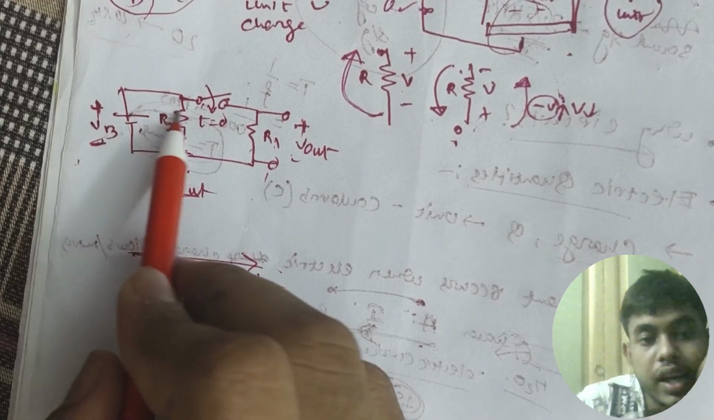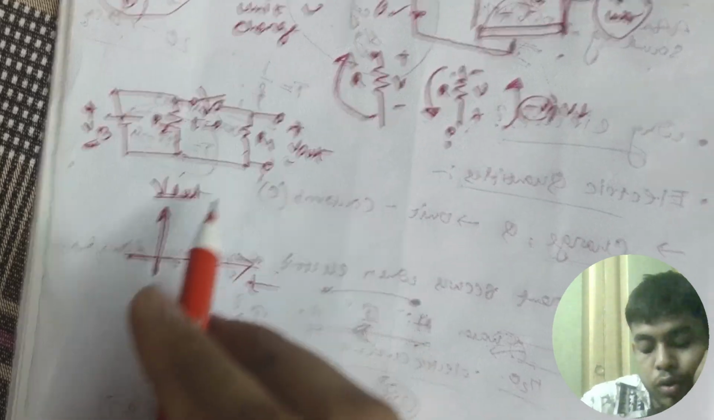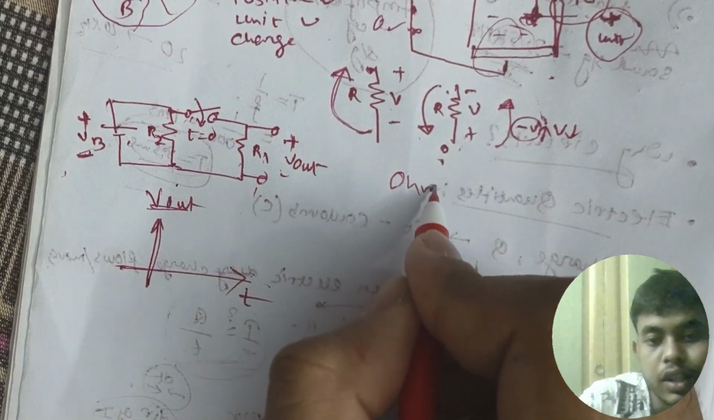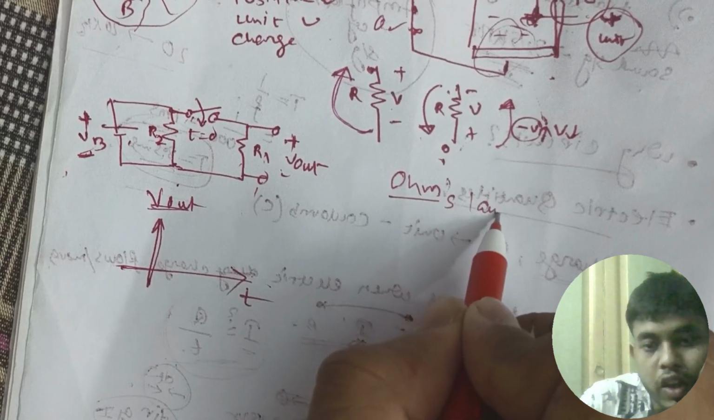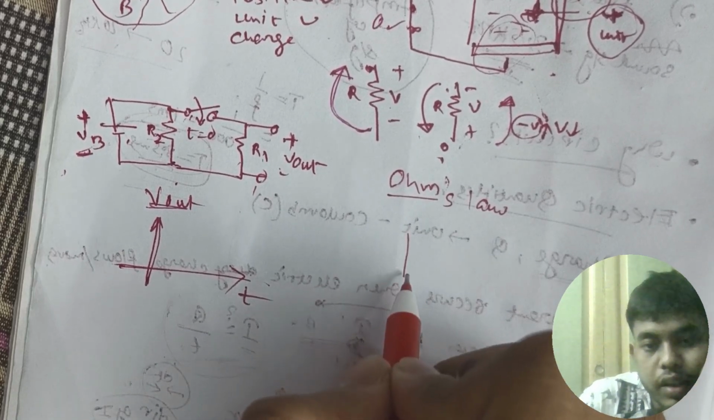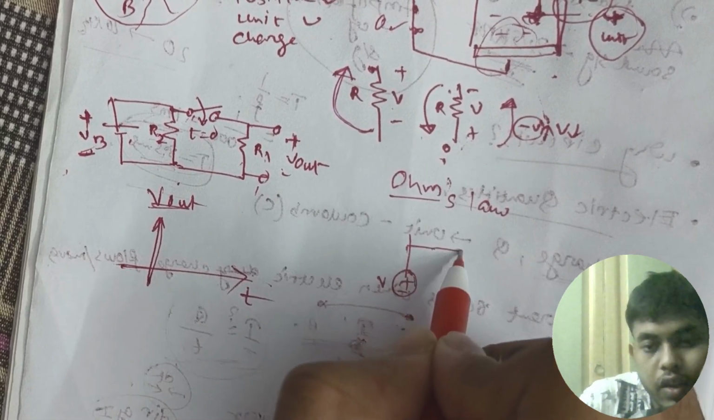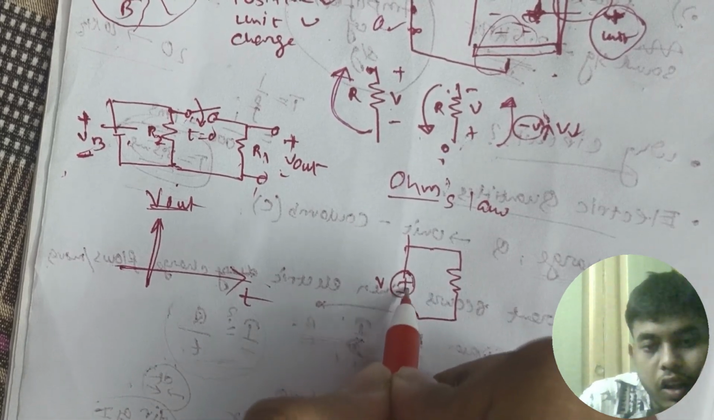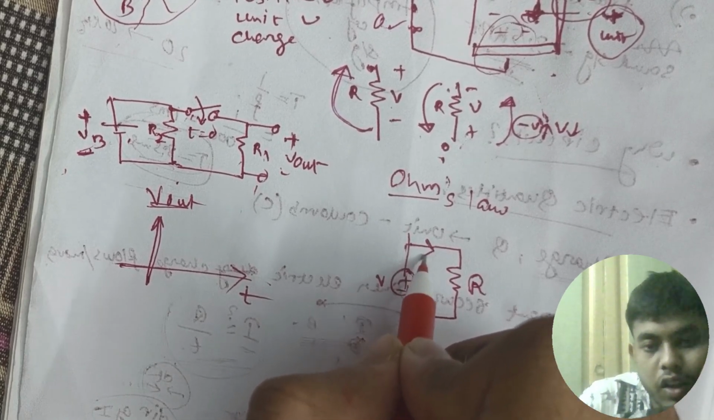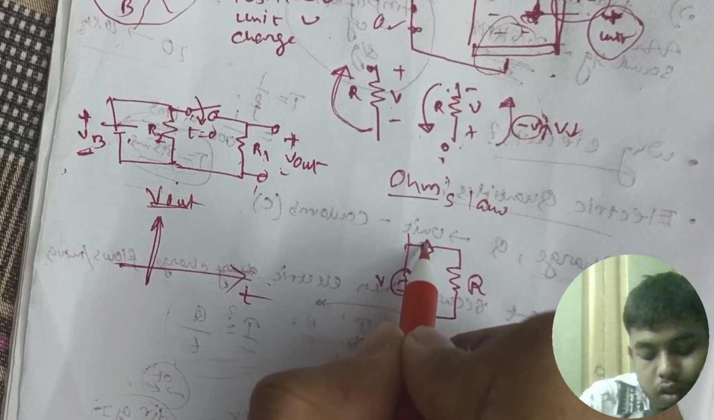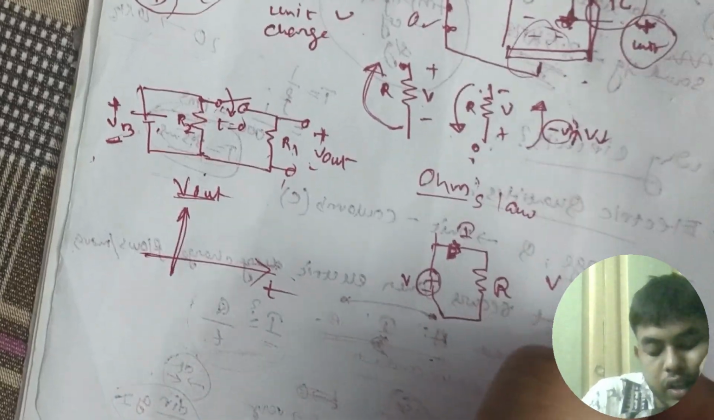See, no current is flowing, so there will be no voltage drop from Ohm's law. But we have learned that V is equal to IR, right?